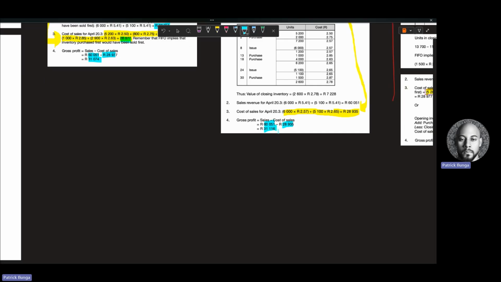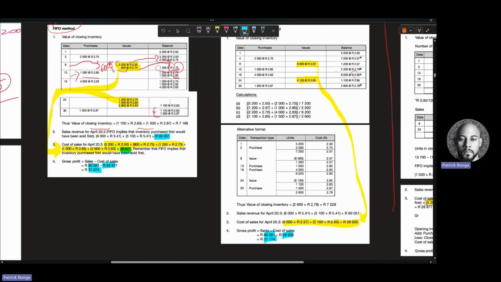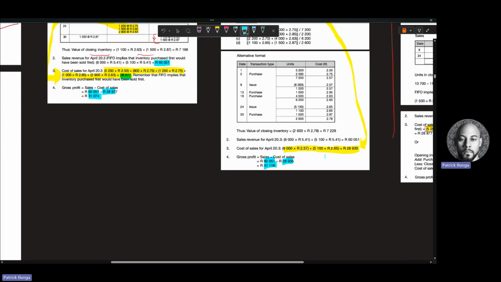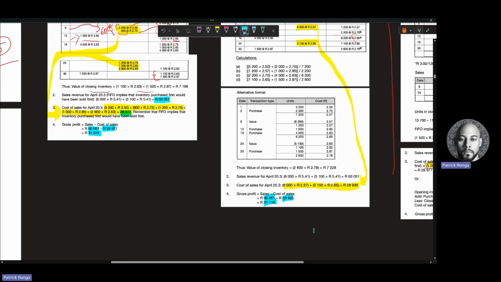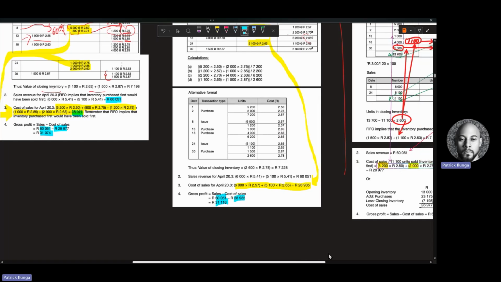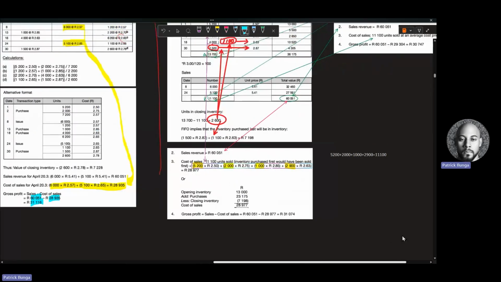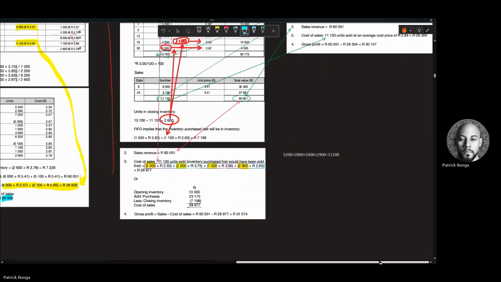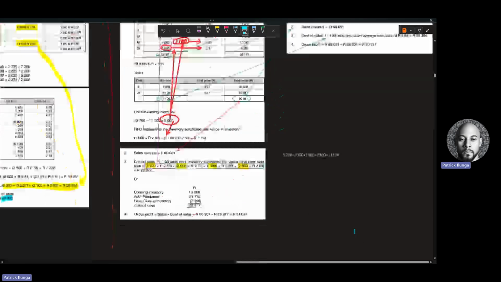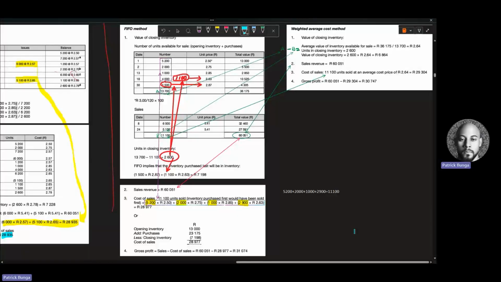What you will notice is that the numbers are not the same. Look at the number for the cost of sales for the FIFO. It's 28977. Look at the number for the cost of sales for the weighted average. It's slightly different, 28935. So please don't use one method in place of another. You ought to understand each method and not just think that at the end of the day it will be the same amount. It will not be the same amount.